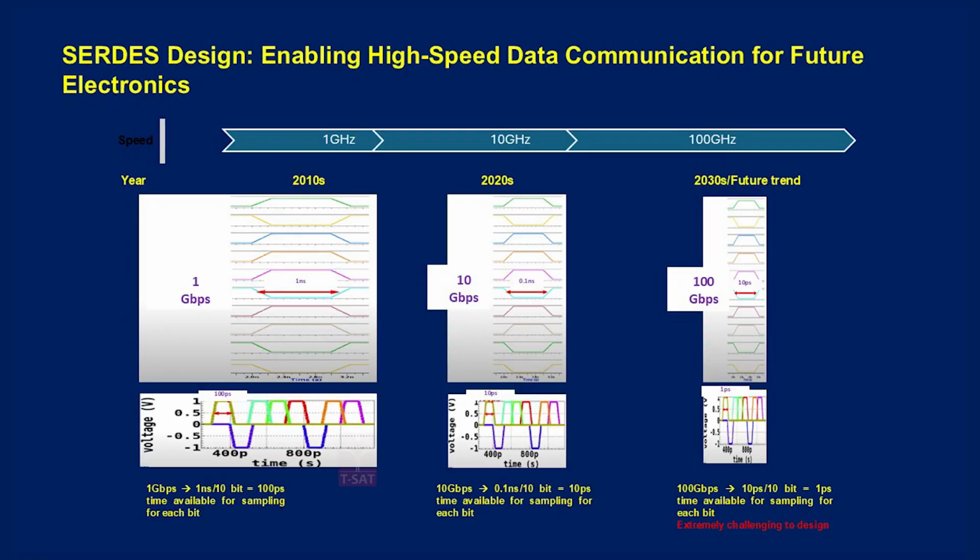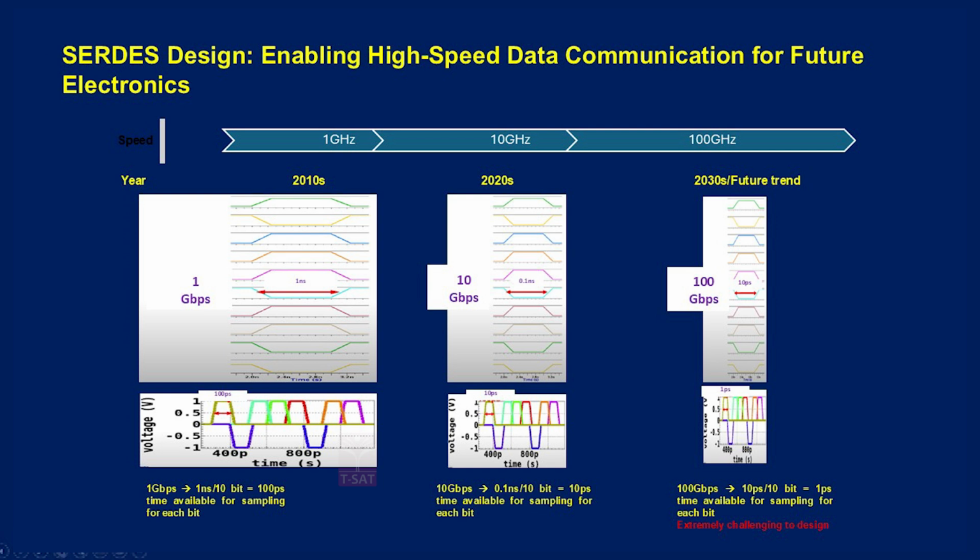Okay, so let's talk about high speed. We say that this session is on high speed serial interface. What does high speed mean? I think there is a display problem here. This is basically speed, and what I am showing here is year to year, as we move from 2010 to 2020 and 2030, how the data speed is varying.